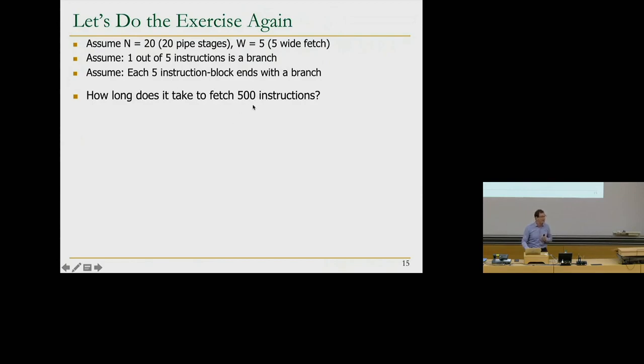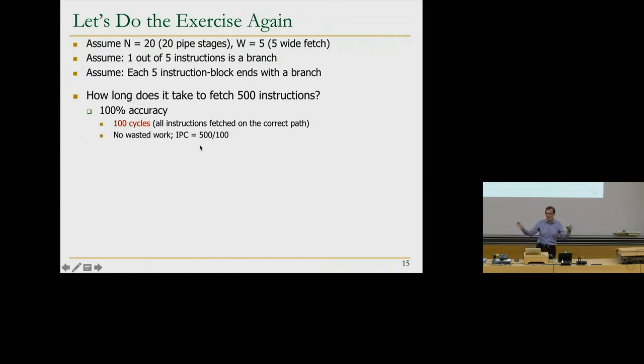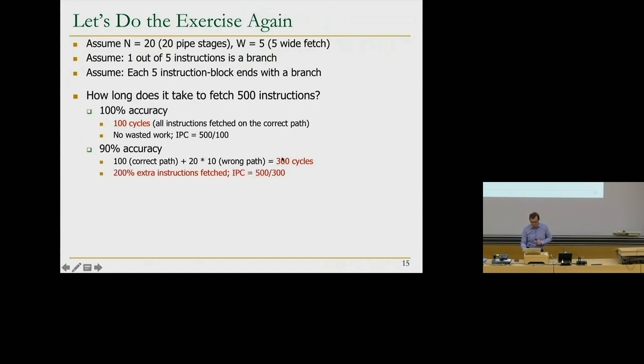How long does it take to fetch 500 instructions? If you have 100% accuracy, you're fetching 5 instructions per cycle. Basically everything finishes in 100 cycles because you don't mispredict anything. So your IPC is perfect, assuming there are no data dependencies or other stalls, of course. Now, if you're 90% accurate, which may be possible with this 2-bit counter prediction, you get 10 of the branches incorrect. So for each one of those branches, you spend 20 cycles on the wrong path fetching, which means that you've increased your number of cycles to 300 cycles very quickly. So you fetch 200% extra instructions, and your IPC is quickly 1.6 or so, right?